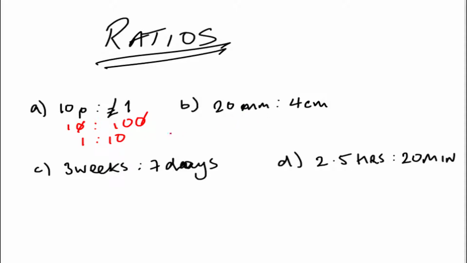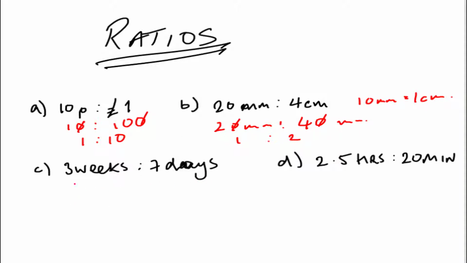So let's go to question B, you got 20 millimeters to 4 centimeters. So 10 millimeters is the same as 1 centimeter. Double check that, guys, for yourself. So that's the same as 20 millimeters to, say, 4 times 10, 40 millimeters. If you simplify that, it's 1 to 2. So I divide by 2 here and 2 here.